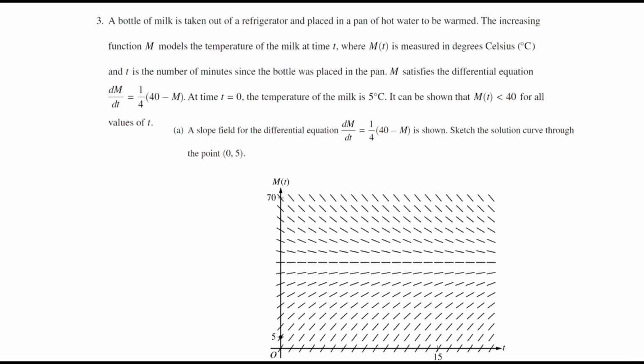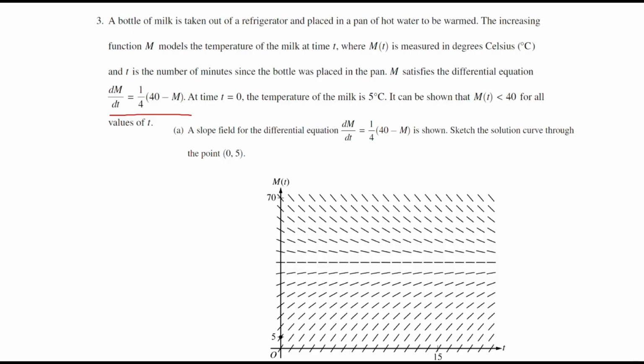All right, so here we're looking at question number 3 from the 2023 AP Calculus AB exam. This is another one of the ones that I consider differential equation FRQs because you're given a differential equation, right? And so what we've got is a situation where we have a bottle of milk being taken out of a refrigerator and being warmed up, right? And so we've got an increasing function m, right? So they've told us that m is increasing. That's going to model the temperature of this milk given this differential equation, right?